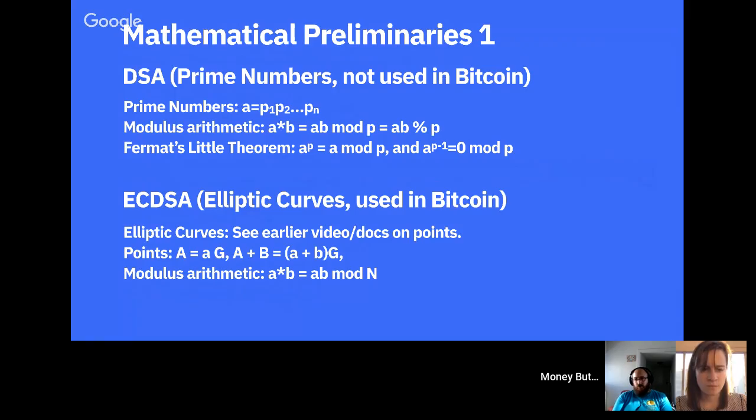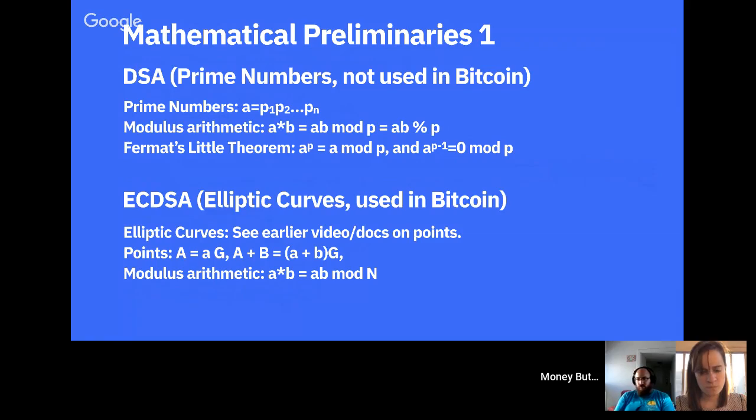So there's nothing intrinsically wrong with the digital signature algorithm, but that's not what's used in Bitcoin. It has a minor irritation, I would say, which is that the key size is bigger than you would prefer. And there's a different algorithm called ECDSA, elliptic curve digital signature algorithm, very, very similar to DSA.